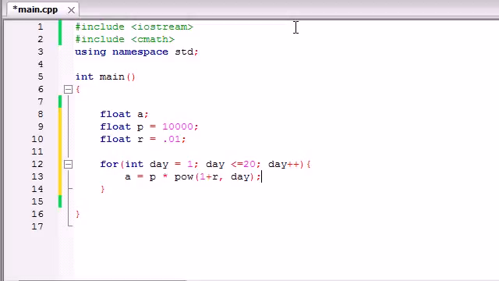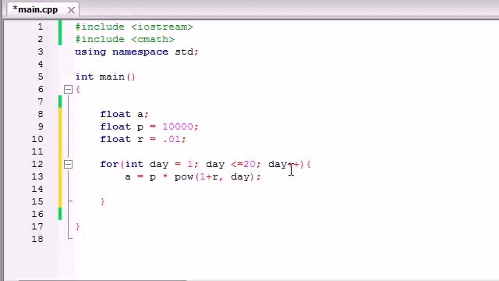The formula for calculating interest rate is this. The amount of money you're going to make is equal to your principal investment times 1 plus a rate, and the rate would be 0.01 in this case, to the day exponent. So it would be like 1%, 1.01 to the 20th power. So I mean, it's a weird formula, but that's how you calculate it. Just trust me, it works.